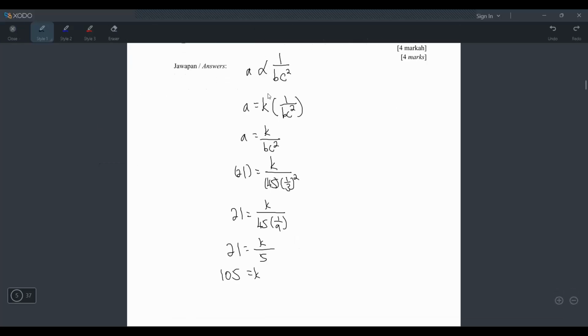When we rewrite, we will look back to our equation, which is this equation. When we look at this equation, when we rewrite, it will look like this. I don't have enough space, so I write here. So when we rewrite, it will be A equals K, which is 105 over BC square. So this is our new equation.